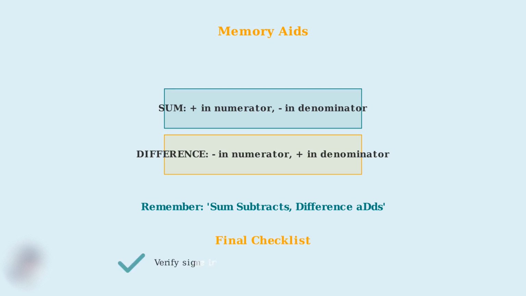Before submitting any answer involving tangent sum or difference formulas, run through this checklist. Verify your signs are correct, simplify your result as much as possible, and rationalize the denominator if it contains square roots. Following these steps will help you avoid the most common errors and achieve accurate results.